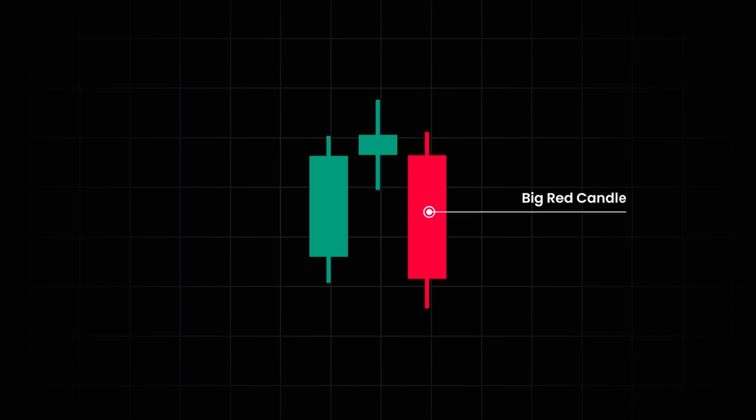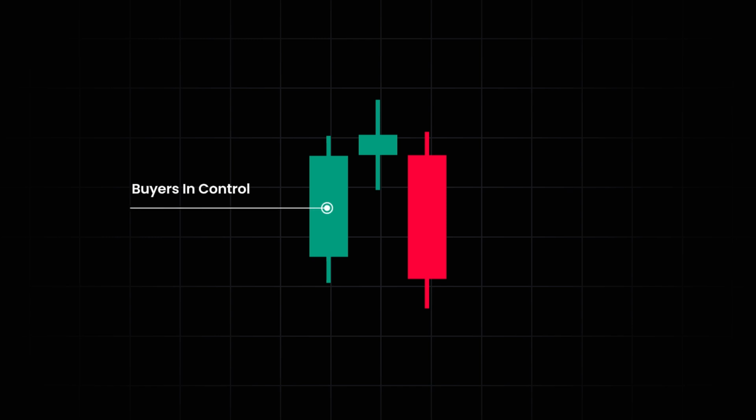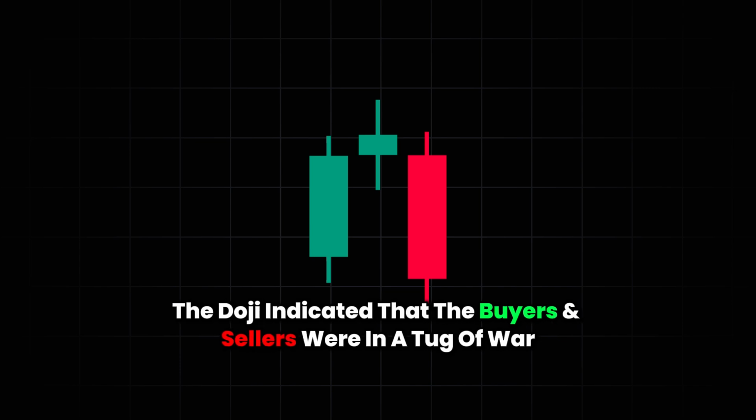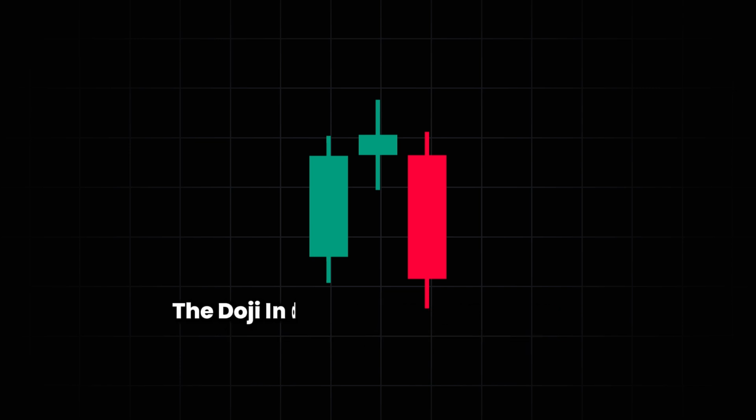The psychology behind this pattern shows us that initially the buyers were in control as they created this green candle. Then, soon enough, the sellers entered and started to challenge the buyers. As a result, we see this doji candle. The doji candle indicates that the buyers and sellers are in a tug of war. Then, finally, the sellers win the battle and they start to move the price down.